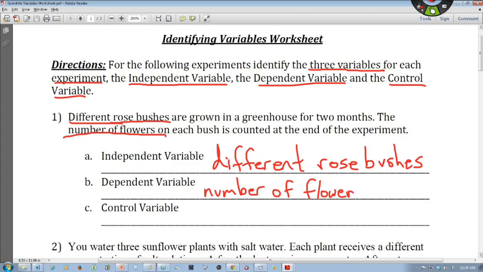The number of flowers. Now, just to point it out here, but you're not responsible for it, the control variable in this case, I would say, is time. So each of these rose bushes is grown for the same amount of time, and that is 2 months. A control variable, again, is a variable that could change in an experiment but does not. It is kept under control. It is kept at a set value for all the experimental groups so that it doesn't mess up the experiment.